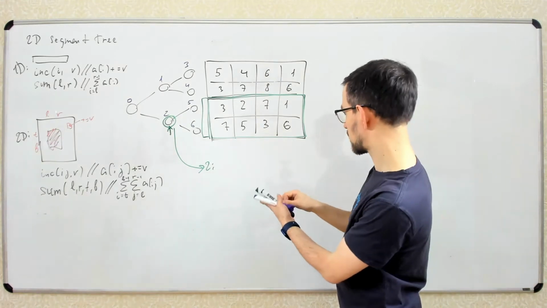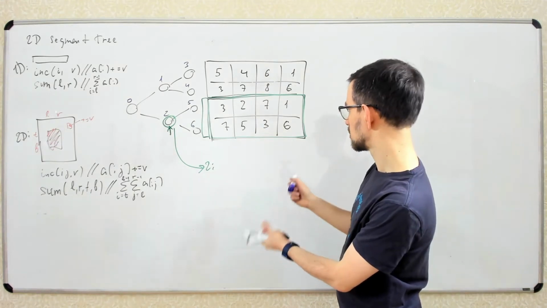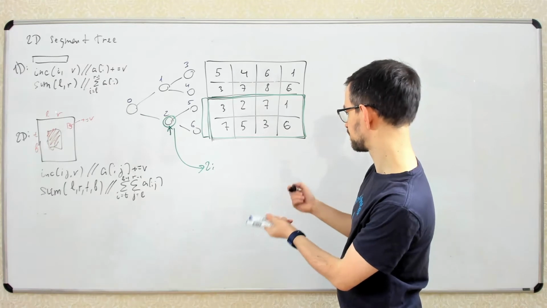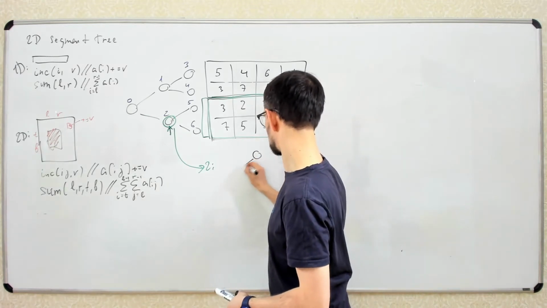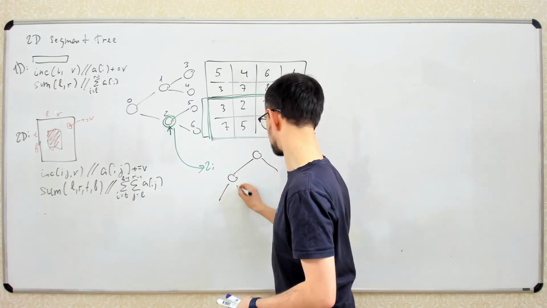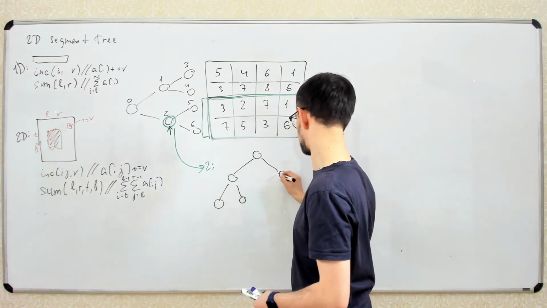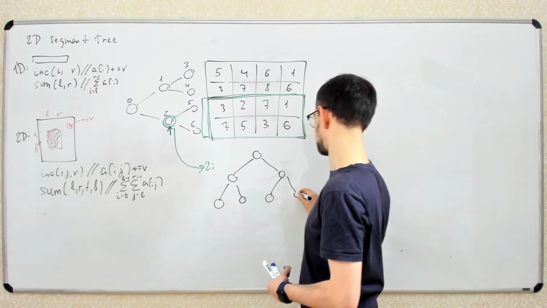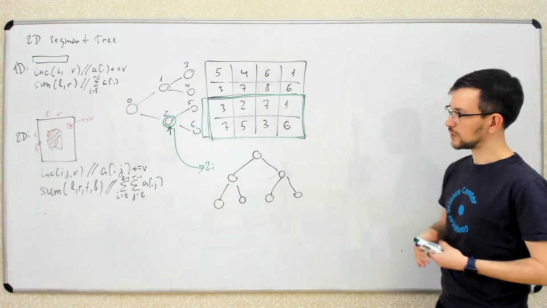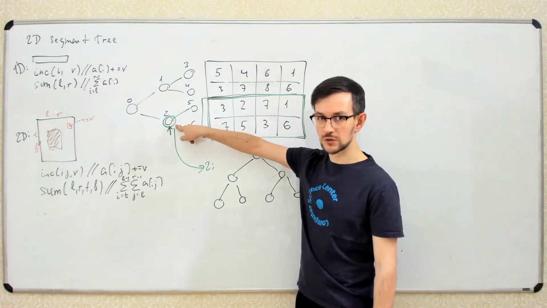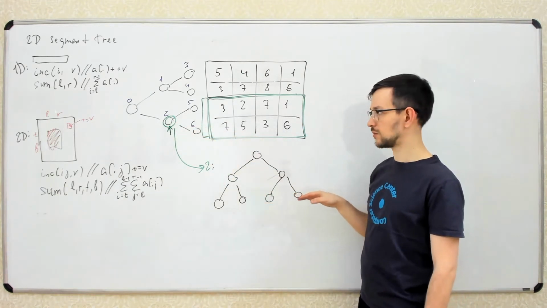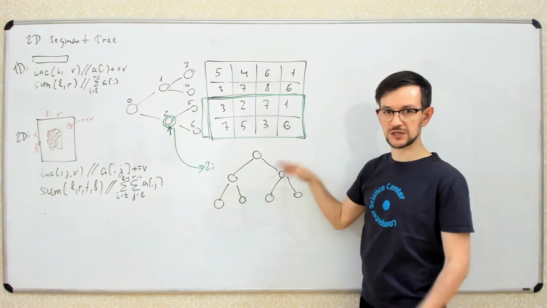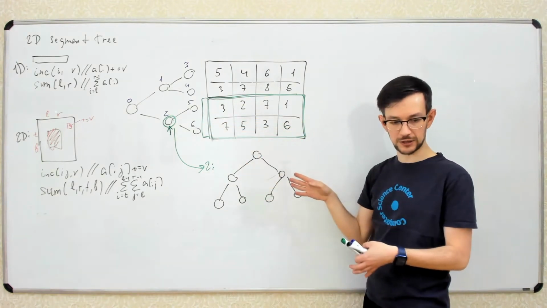So here we have, let's have like this. So inside this node of your first segment tree actually is this segment tree. And inside each node of this segment tree is some segment tree by this second coordinate.